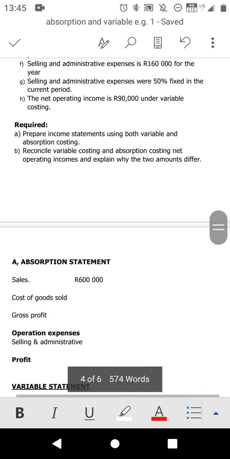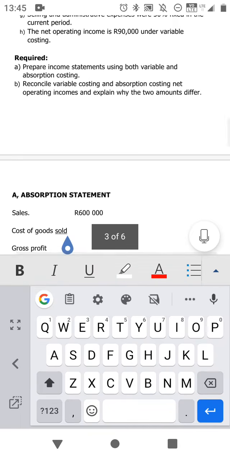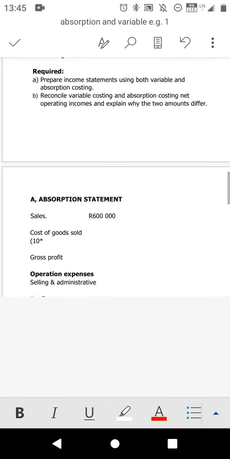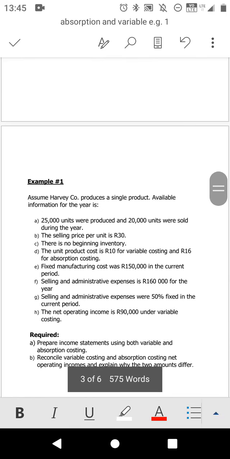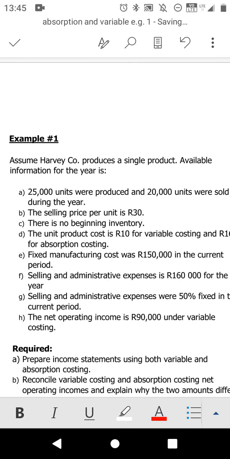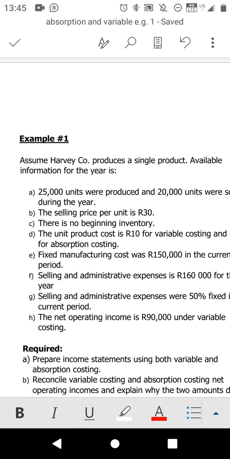Okay, so now let's show the calculation. Remember, let's start with the variable. The variable is 10 rand per unit. The unit cost is 10 rand for variable. So how many units did we sell? It's 20,000 multiplied by 10.